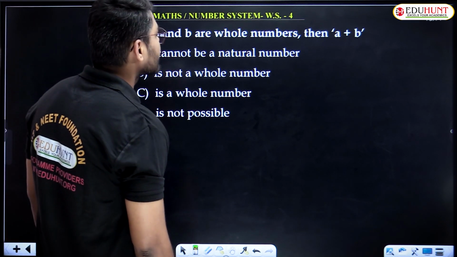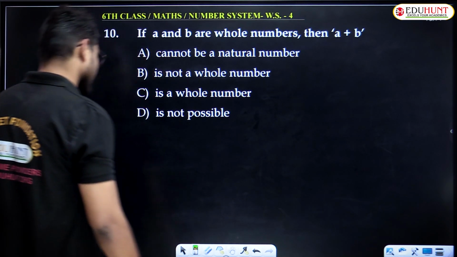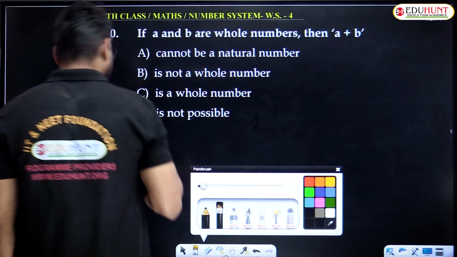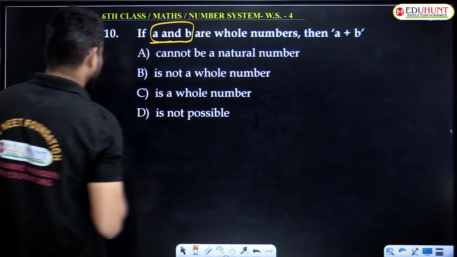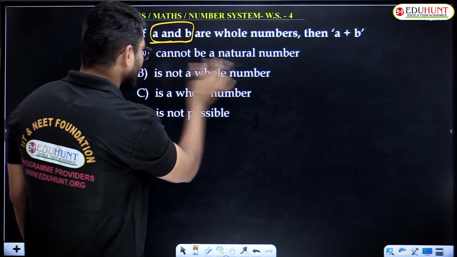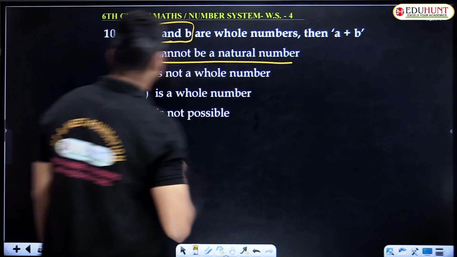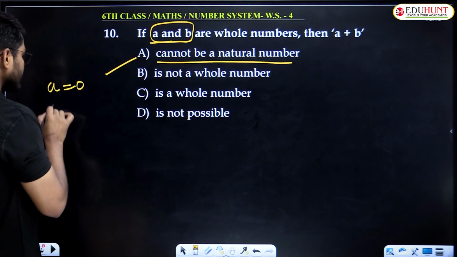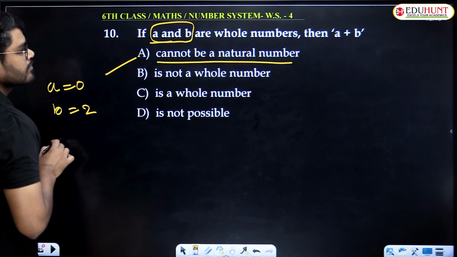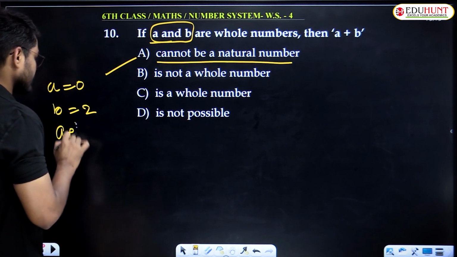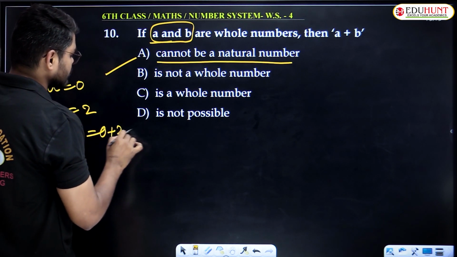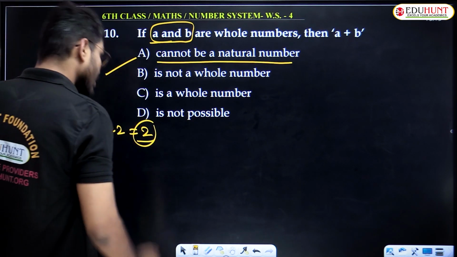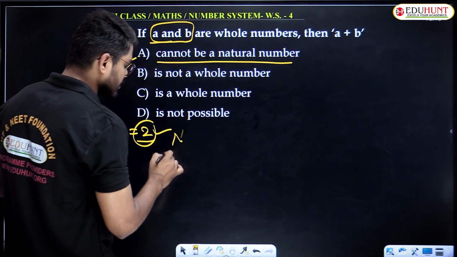If A and B are whole numbers, then A plus B is equal to. Okay, let's check with the examples, then only we'll get the accurate answer. If A and B are 2 whole numbers, let's take any whole number. First check the option. First one, cannot be a natural number. Let's take A is equal to 0, B is equal to 2. A plus B is equal to 0 plus 2 is equal to 2. 2 is what number? Natural number. Natural number and whole number 2.